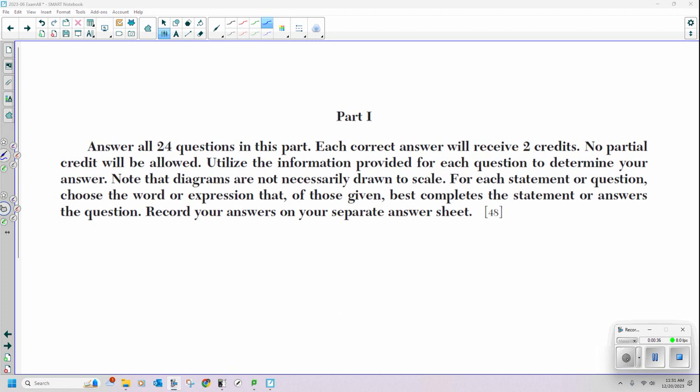Quick little reminder, each question is worth 2 points from the multiple choice section, and we do not get partial credit. It is either right and you get the 2 points, or it is wrong and you get nothing. Let's nail this now.